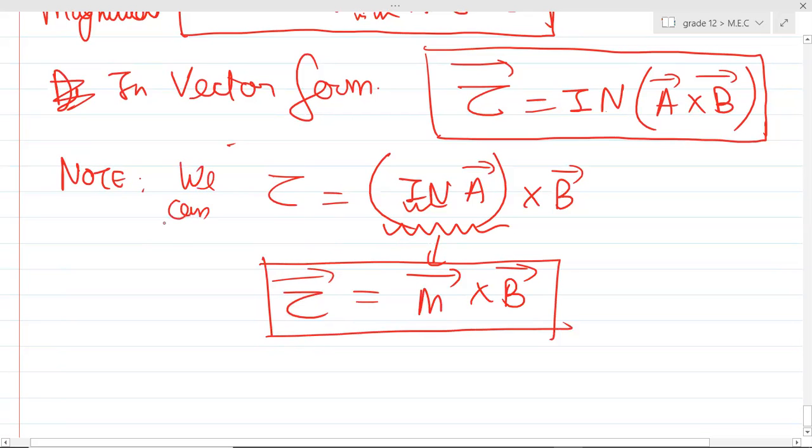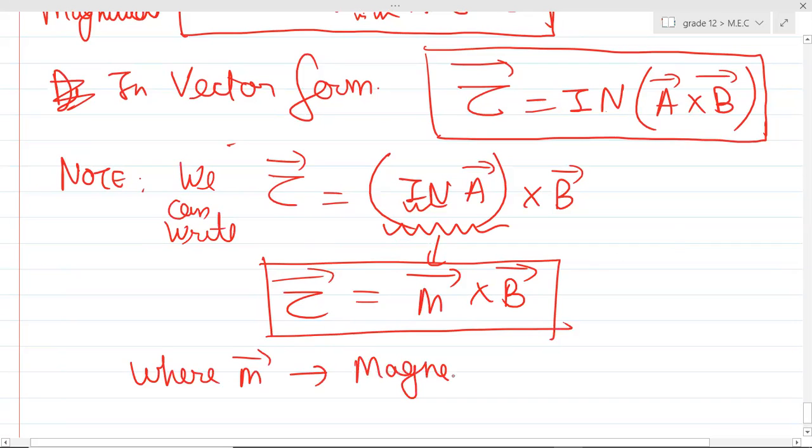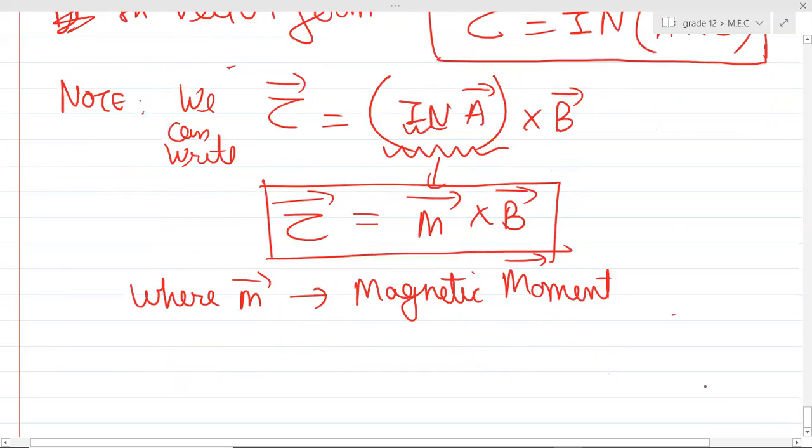We can write torque vector like this, M vector, where M vector is called the magnetic moment. Do you remember, for any figure, magnetic moment is NIA, at least for a circular current carrying loop. If the loop is in the shape of a circle also, it's fine. It doesn't matter. Okay. Magnetic moment for a current carrying loop.